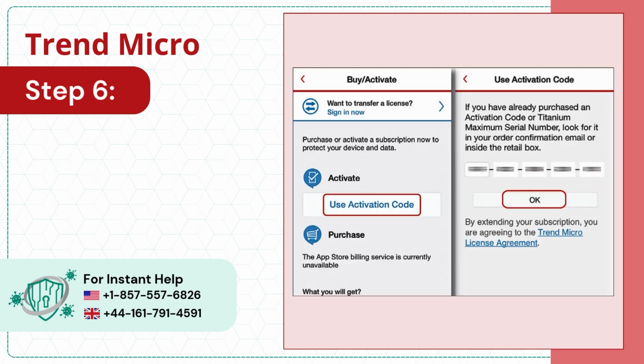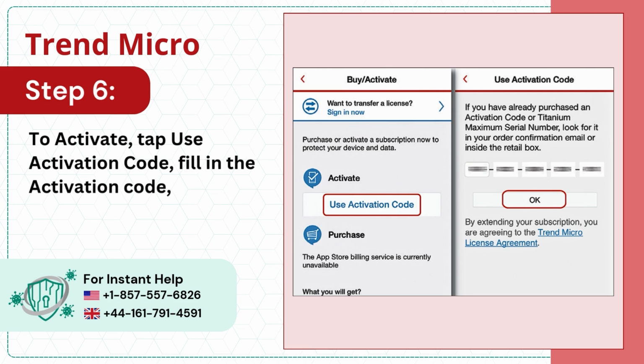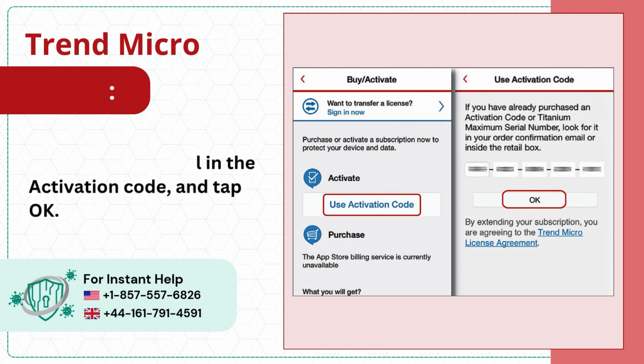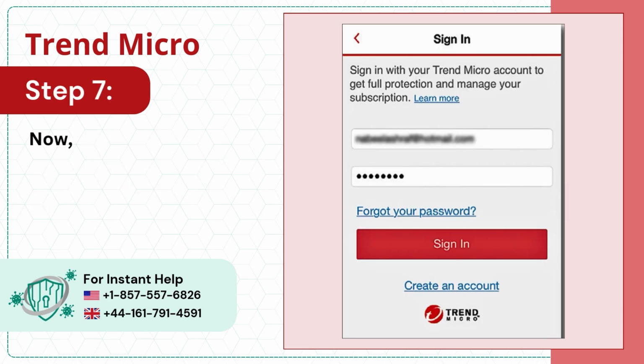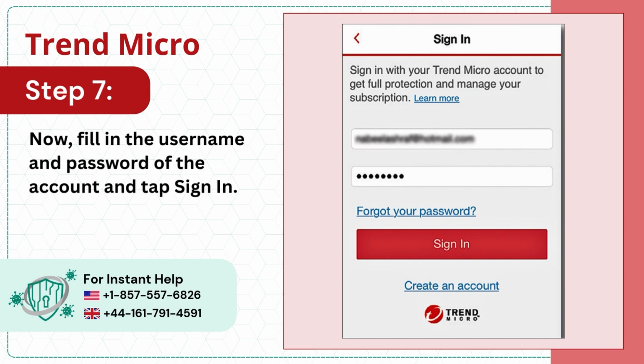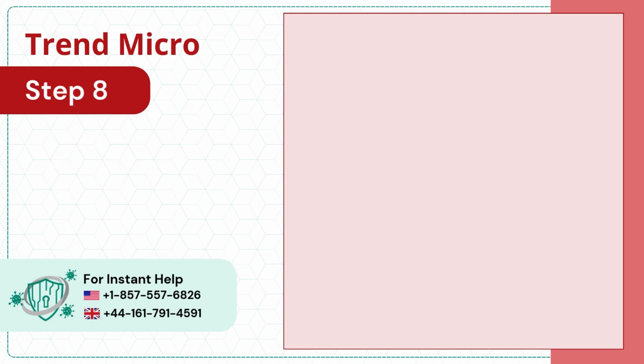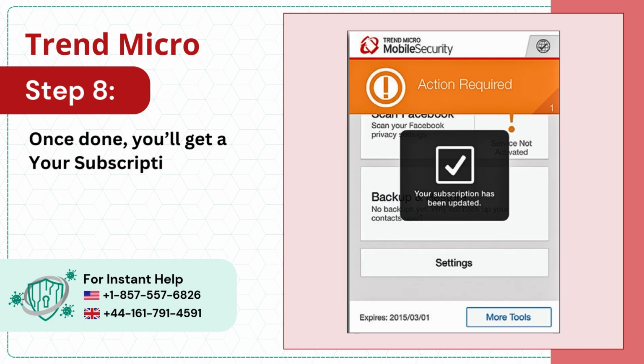Step 6. To activate, tap Use Activation Code, fill in the activation code, and tap OK. Step 7. Now, fill in the username and password of the account and tap Sign In. Step 8. Once done, you'll get a Your subscription has been updated screen.